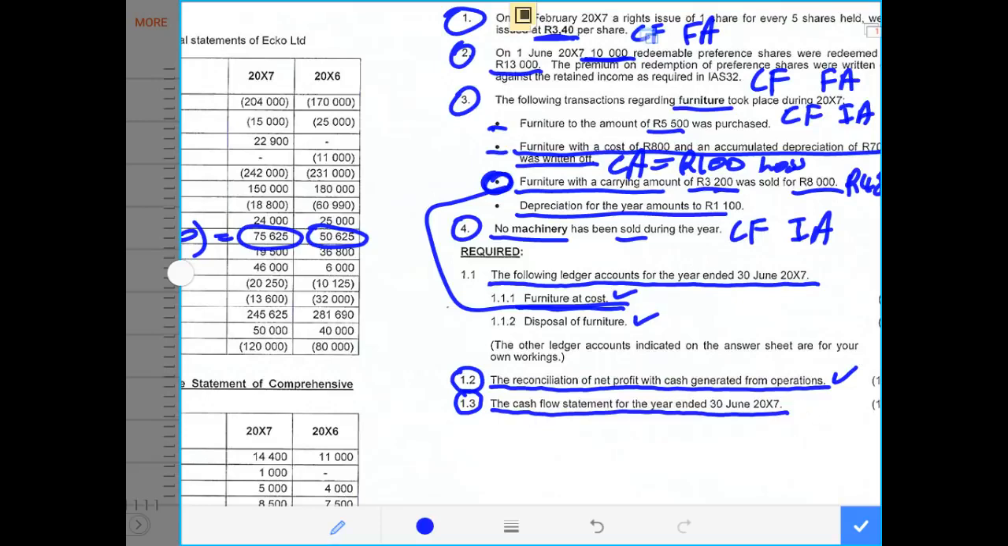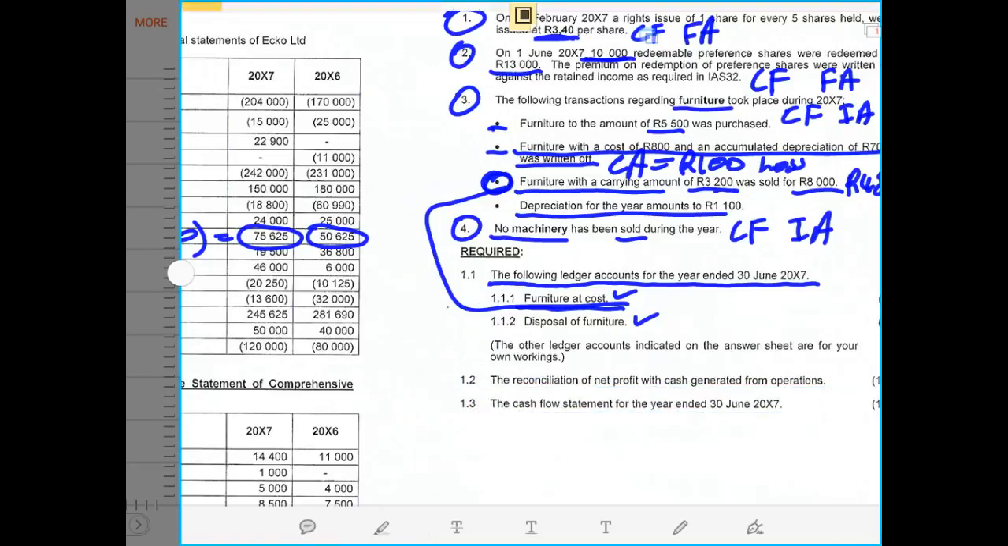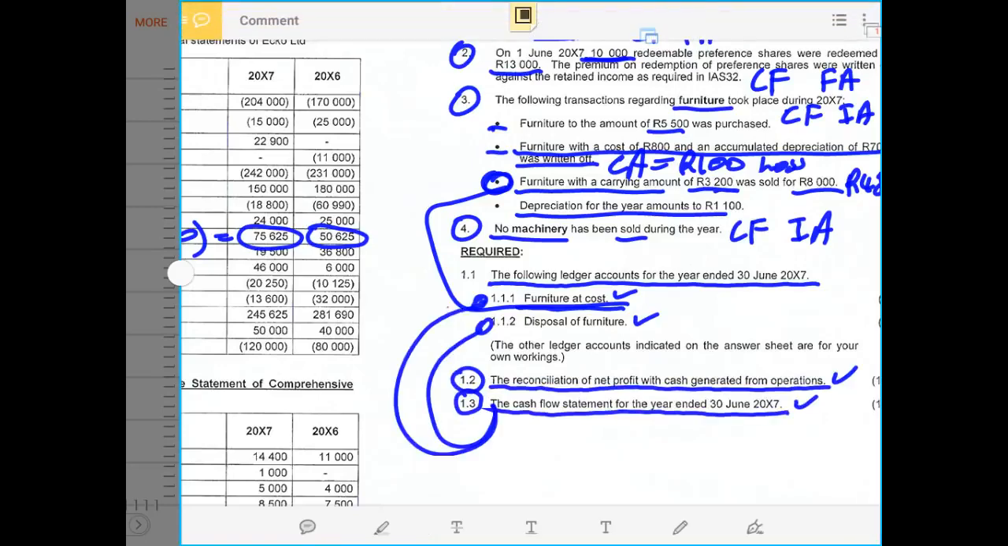Then in the process of doing the second part, which is the cash flow 1.3, I will automatically cover the first requirement and the second part of the first requirement. So now I'll start with 1.2, then I'll do 1.3, and while I'm doing 1.3, I will cover 1.1. You'll see that when we do the cash flow, we always cover the ledger accounts.